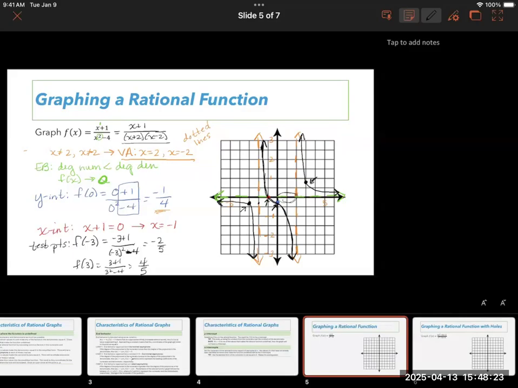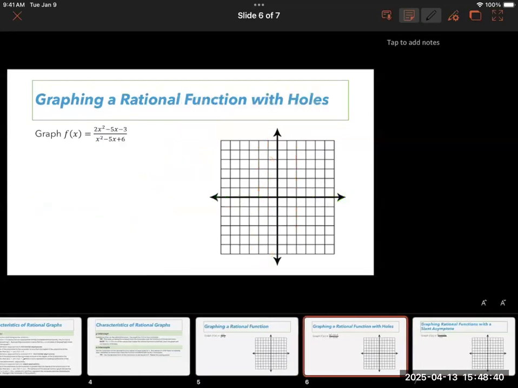And so there you have it. This is the general graph, an approximate decent graph of our f of x function, x plus 1 over x squared minus 4. Let's take a look at another one.